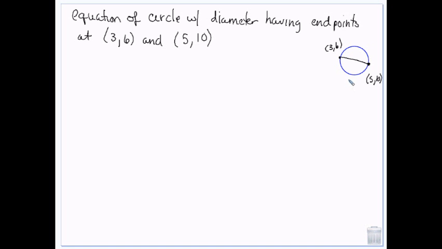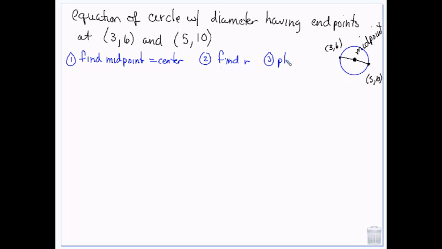But to find the equation of a circle, I need the center and the radius. The center of a circle is the midpoint of a diameter. Do you guys see where I'm going with this? So our first step is going to be to find the midpoint, which equals the center. Our second step will be to find the radius, and then our third step will be to plug everything in.